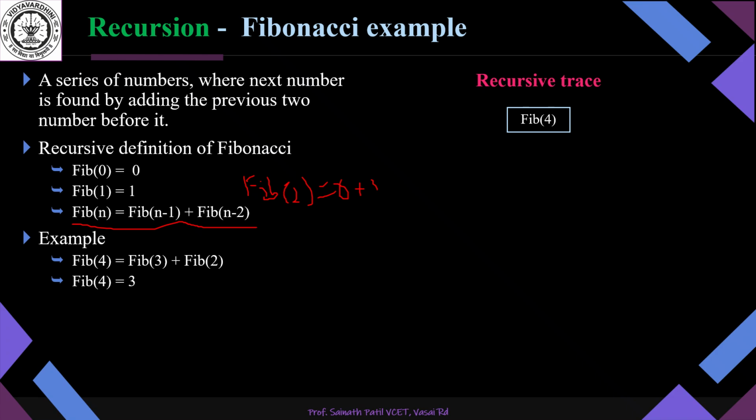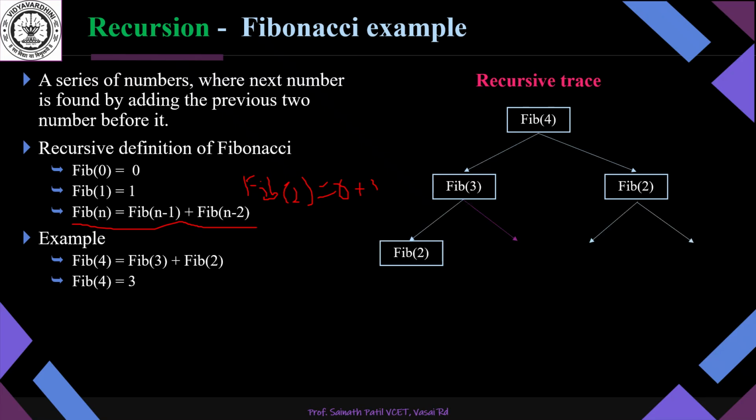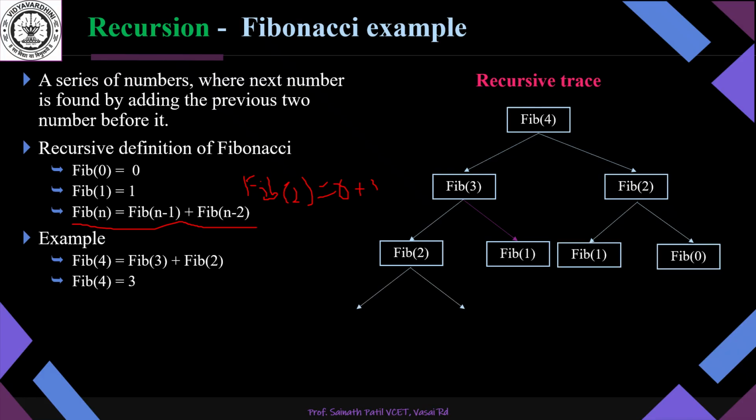So it has two parts, fib of 3 and fib of 2. Fib of 3 itself again has two parts, fib of 2 plus fib of 1. Similarly, fib of 2 has fib of 1 and fib of 0. And on the left side, fib of 2 has again fib of 1 and fib of 0. So recursively, fib of 1 will return 1 and fib of 0 will return 0. So 0 plus 1 will be added. So fib of 2 will have 1.